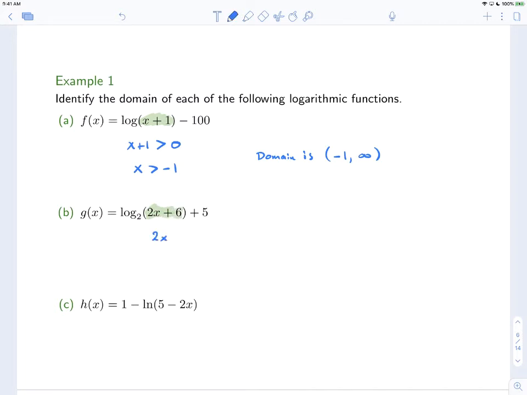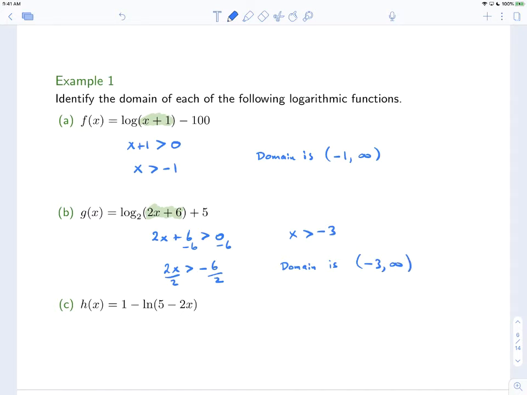So 2x plus 6 needs to be greater than 0. So we just need to solve for x, so to speak. The first thing we're going to do is subtract 6 from both sides. So then we have 2x is greater than negative 6. Now we divide by 2. So we'll have that x is greater than negative 3. And so that gives us the domain. So the domain is the set of all x such that x is greater than negative 3, which in interval notation is negative 3 to infinity.